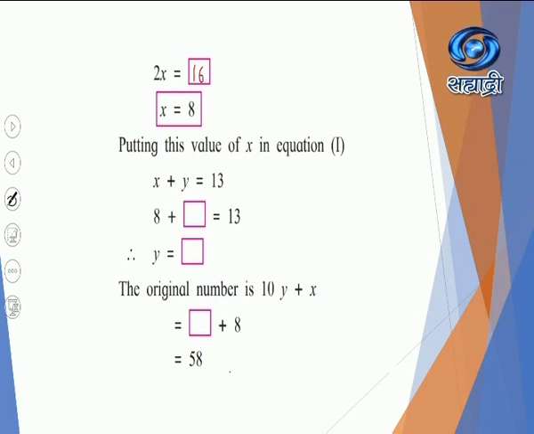Putting this value of x in equation 1, x plus y equal to 13. So 8 plus y equal to 13. y is equal to 5. The original number is 10y plus x. So here we can write it as 10 multiplied by 5 plus 8. So the answer is 58. This is how you can solve the activity based sum in linear equation.